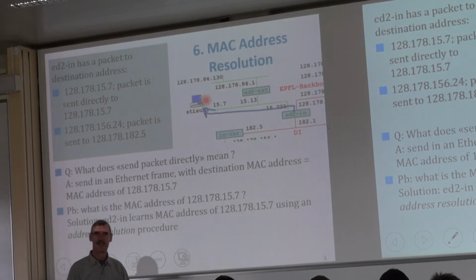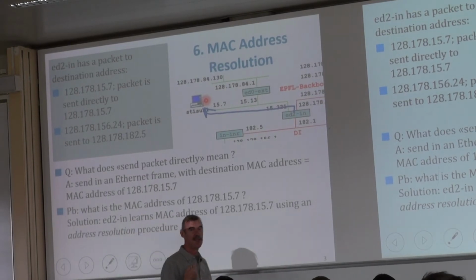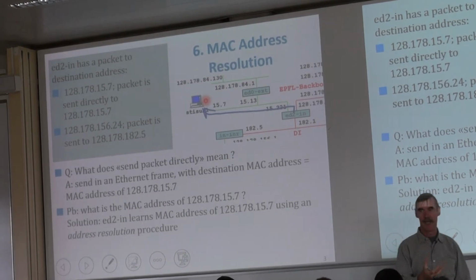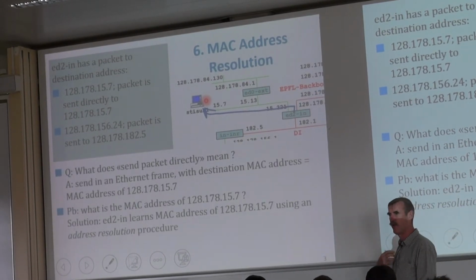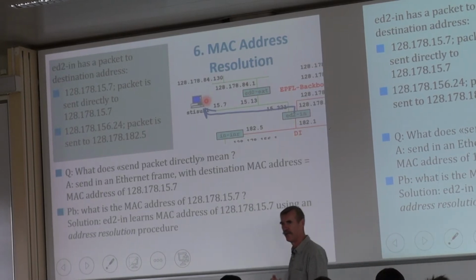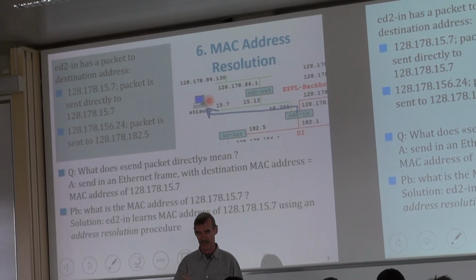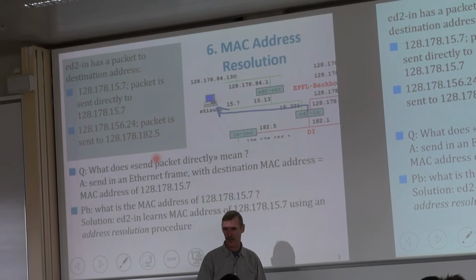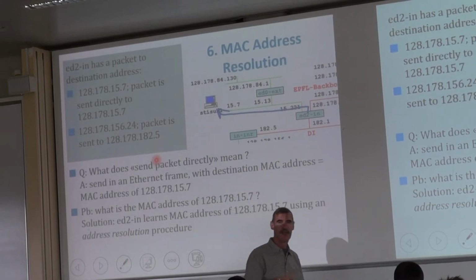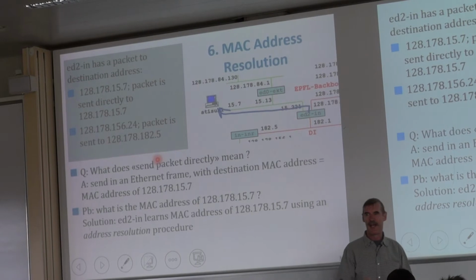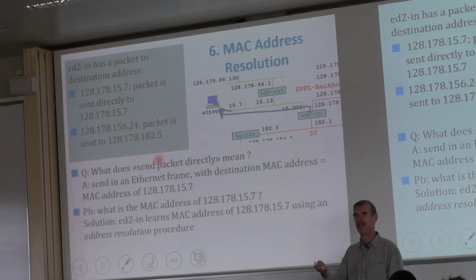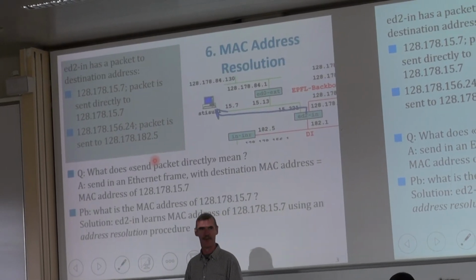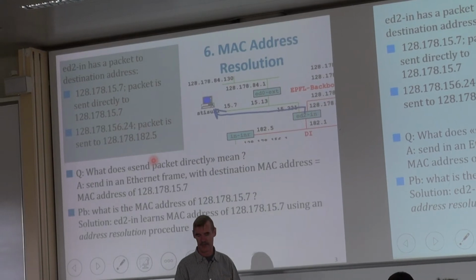The rule says, because the destination is on the same subnet as one of my interfaces, in other words, I am directly connected to that system. Directly connected from IP means I am on the same local area network. Then I should send directly. And what does send packet directly mean? Well, the answer is send in an Ethernet frame, if it's Ethernet, that has a MAC destination address, the destination of the final machine that we want to reach. That's what send directly means, as opposed to send indirectly, which would mean send to a router in between.